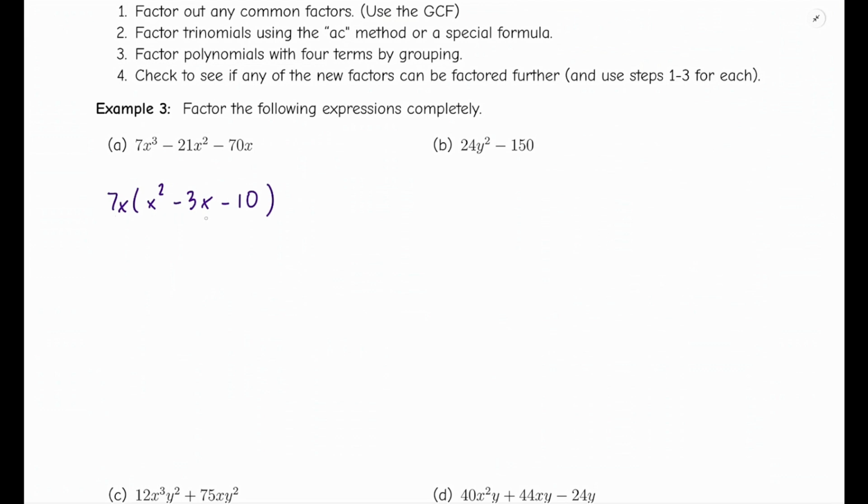The x squared minus 3x minus 10 is a quadratic trinomial with a leading coefficient of 1. So I'm going to try to factor it by guess and check. What times what is x squared? x and x. What times what is 10? 2 and 5. One of them has to be negative, and since the middle term is negative, the larger one has to be negative. So we get 7x times x plus 2 times x minus 5, and part A is fully factored.